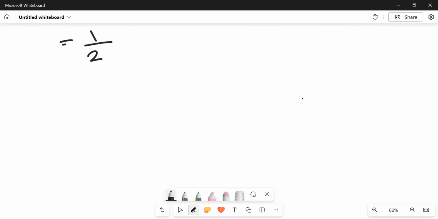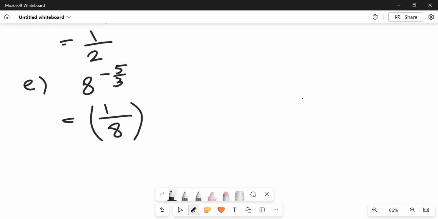Now this E part is 8 minus 5, 3. E minus, not E, 8. E part 8 minus 5, 3. 5, 3 means if I will write it as 1 over 8, then the power will be positive.